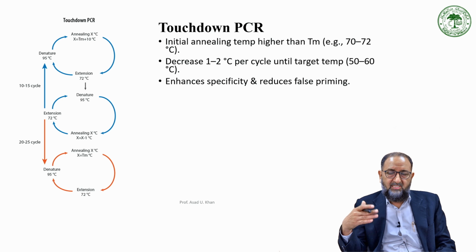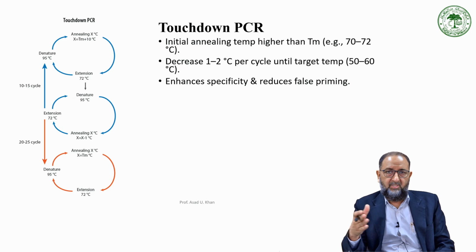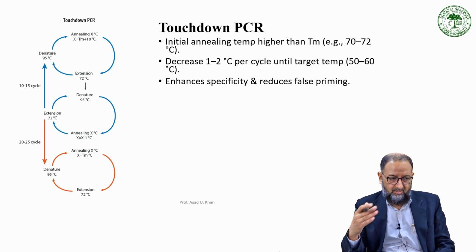And this is done when the product is not formed and annealing is not taking place. So in order to get the annealing, you keep lowering the temperature, starting from an increased temperature. The idea is to increase the specificity by not binding to non-specific sites at high temperature, because the probability gets reduced.